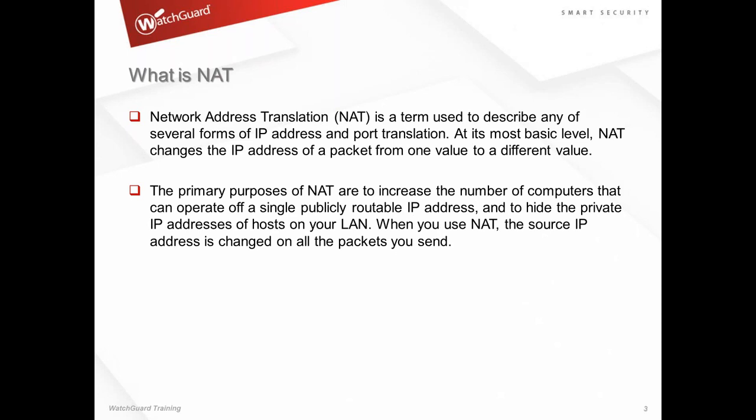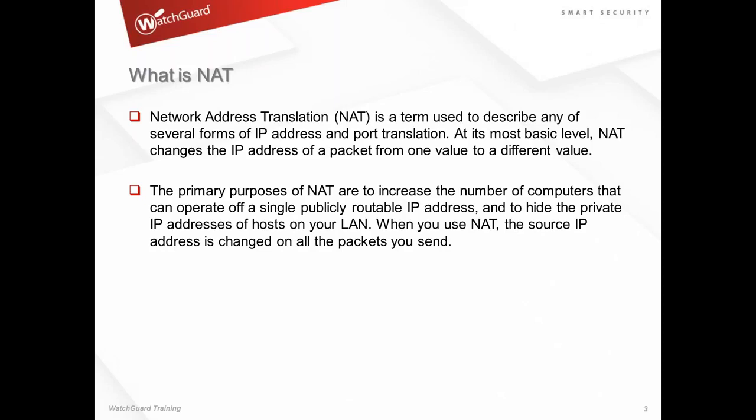Now again, if you may recall from other FireBytes, I like to spend less time in the slides, so bear with me on this, and then we'll get into a live scenario as well. The primary purposes of a NAT are to increase the number of computers that can operate off of a single publicly routable IP address, and to hide the private IP addresses of hosts on your local area network. When you use a NAT, the source IP address is changed on all the packets you send. So, as I mentioned, the two reasons: security, as well as increasing the number of computers on your LAN, so that you don't necessarily have to have a public IP for all of those.